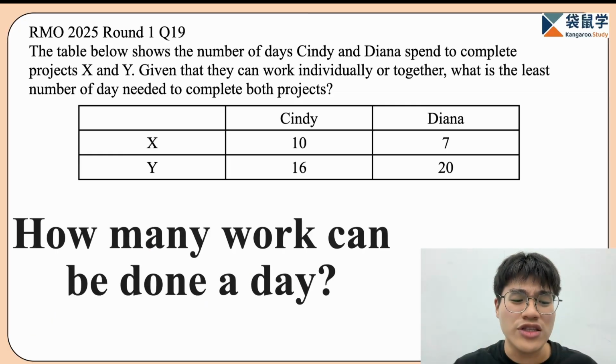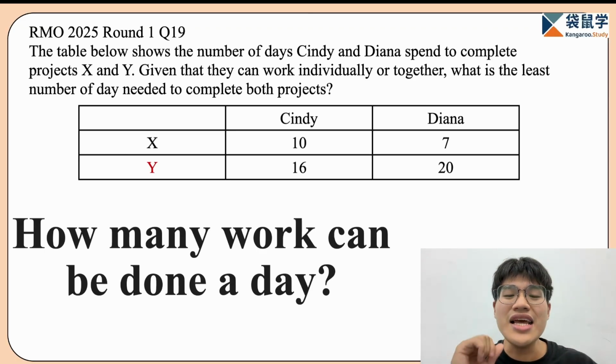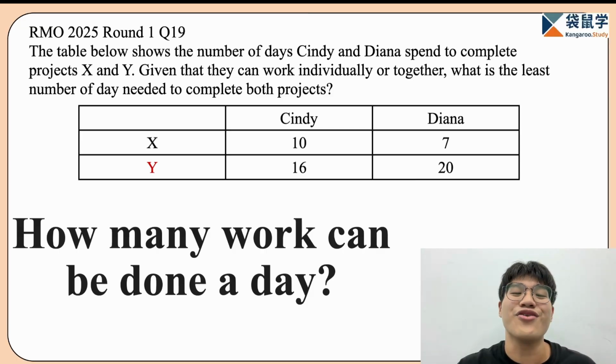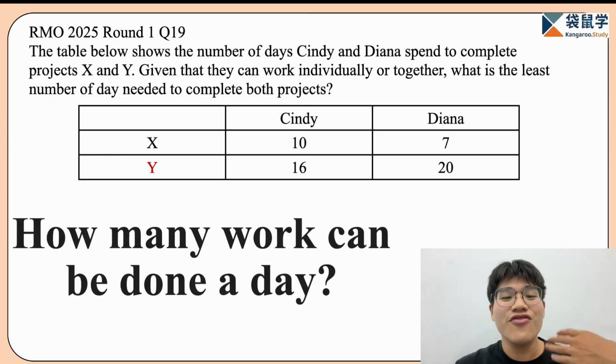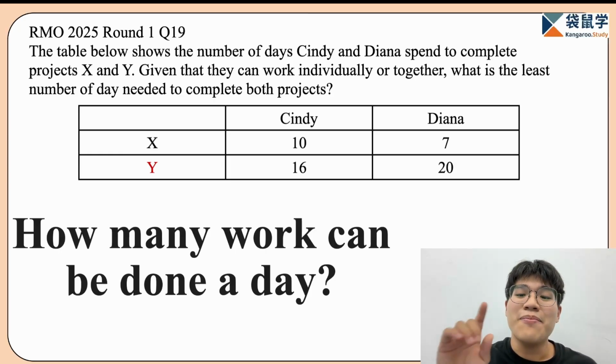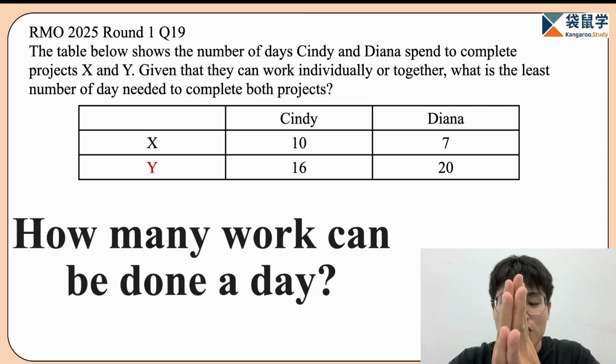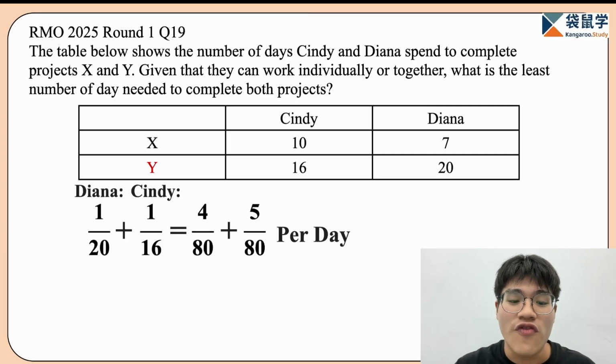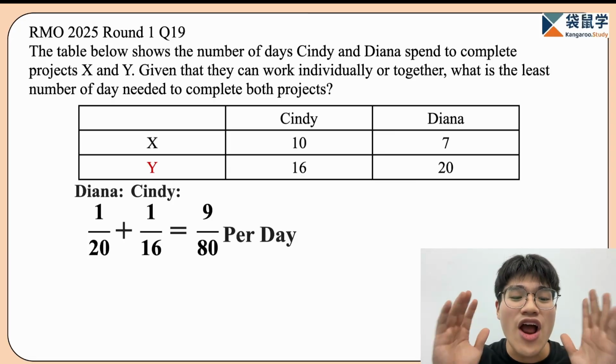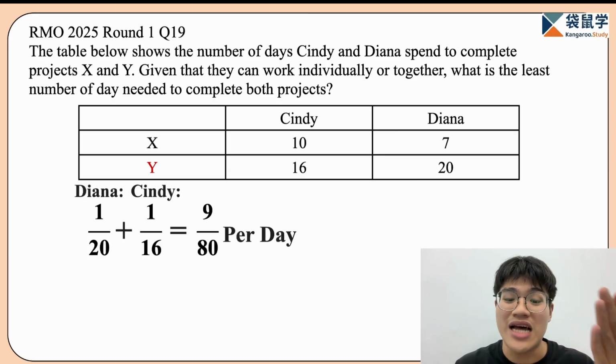So I now want to know how much work can be done a day. Let's look at Project Y here. Cindy spent 16 days to finish Project Y and Diana used 20 days to finish Project Y. So we know that each day, Cindy can do 1/16 of Project Y, but Diana can only do 1/20 of Project Y per day. Now we add them together, and we get 4/80 plus 5/80 per day. That is 9/80 of Project Y done per day.